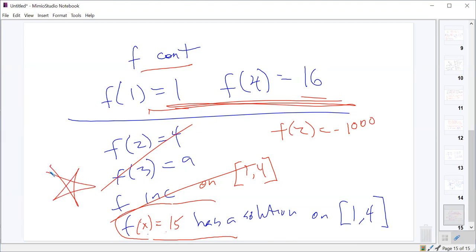Sometimes they might give you a chart of values, and you've got to look at the chart and see that if I went from 1 to 16 on the chart, I must have hit 15 somewhere in there, even though 15 didn't show up in the chart.